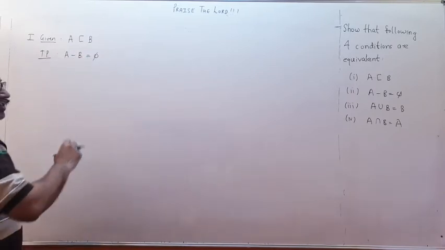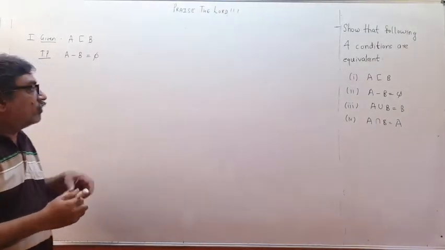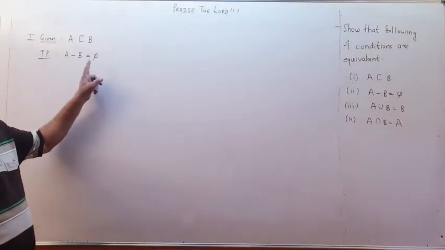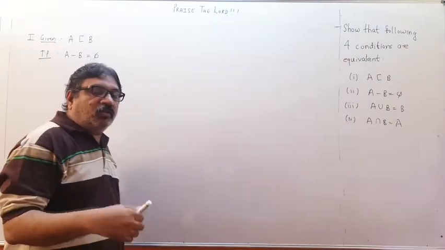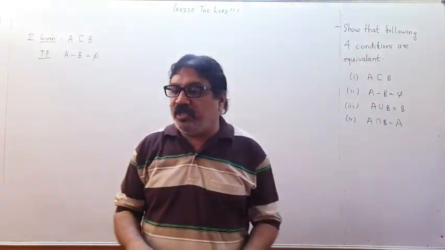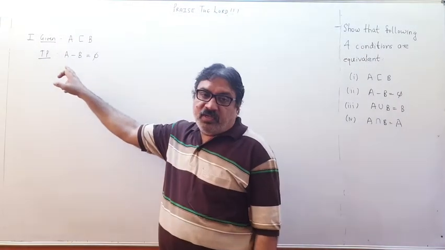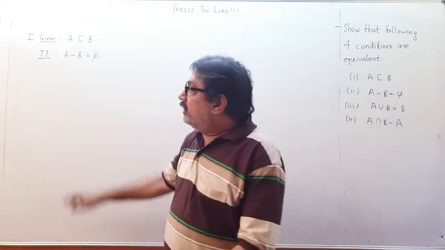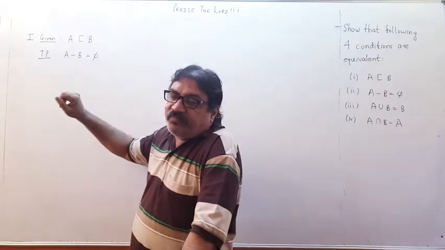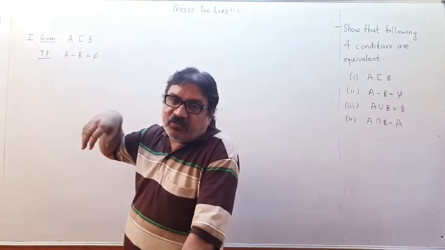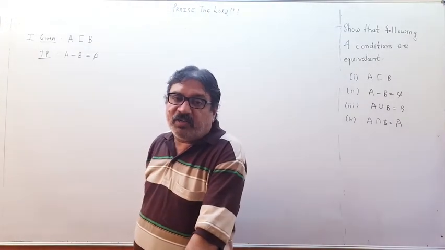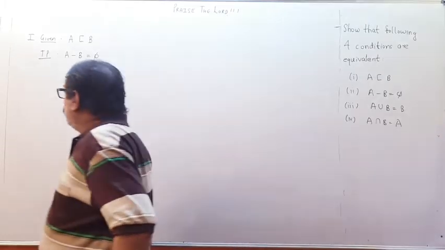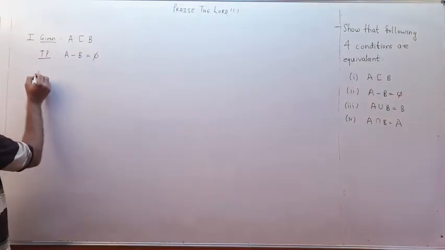If I have to prove two sets to be equal, then I should prove that this is subset of this and this is subset of this. Null set is already a subset of all the sets, so we did not prove that this is subset of this. Now I have to only prove this subset of null set. Or if I prove there is no element in A minus B, then also it is proved that A minus B is a null set. So what do I do? I start my proof like this.